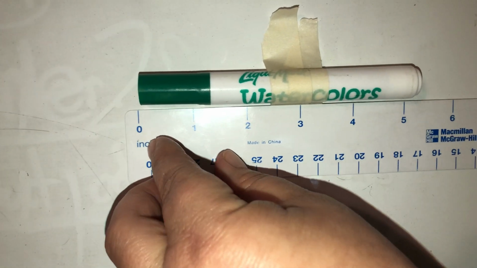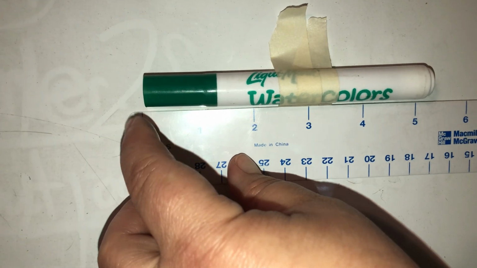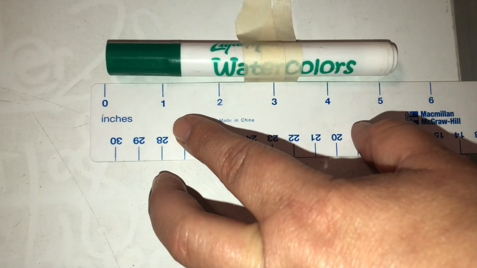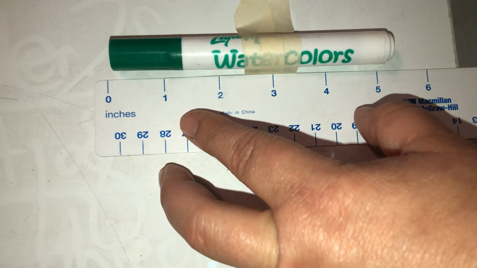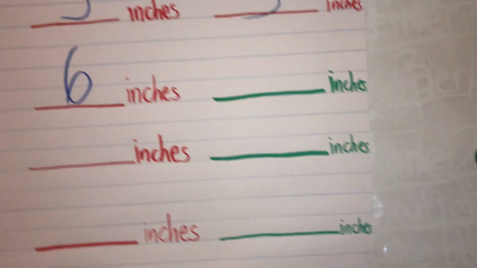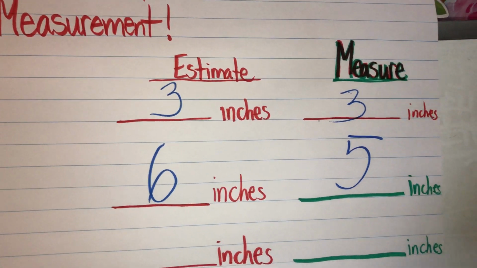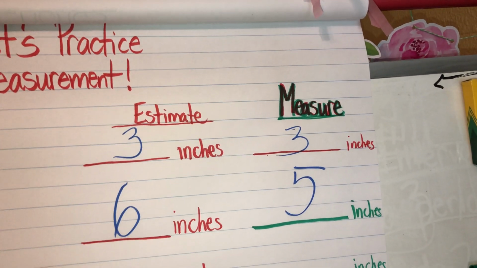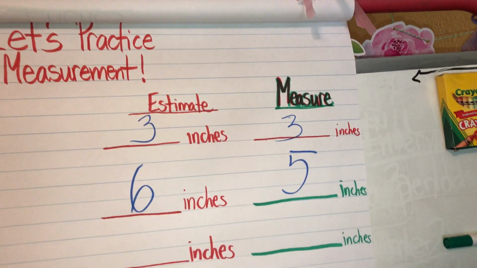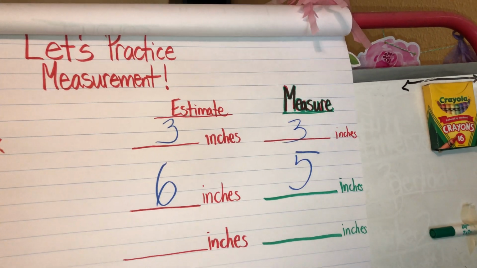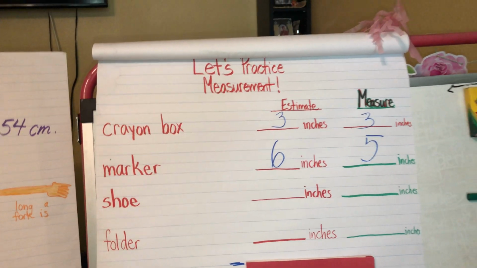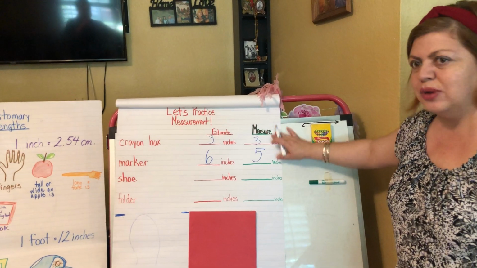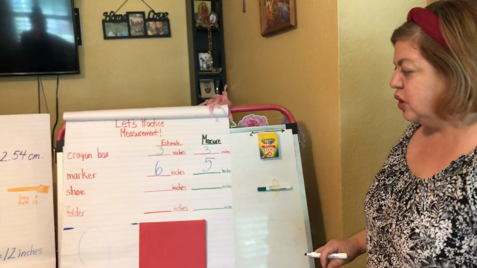And I line it up, the edge where the 0 is to the edge of the object. And how long is it, boys and girls? It is 5 inches long. Okay, so my estimate was 1 inch off, but it's okay. We're just estimating. We're just guessing based on what we know about inches. And once again, I told you an inch is about a size of a quarter, so it's okay if it's wrong.